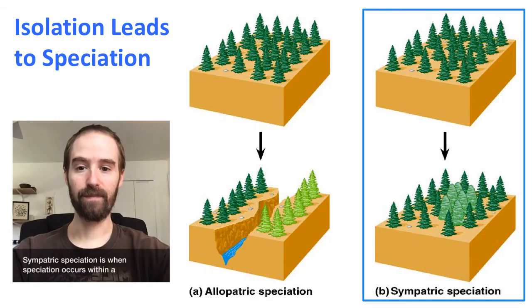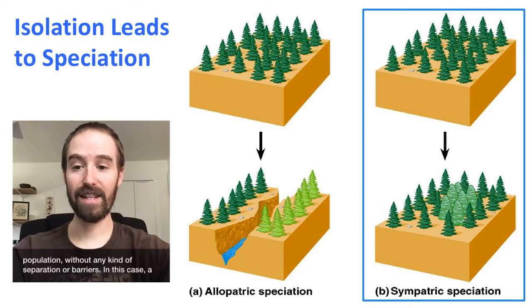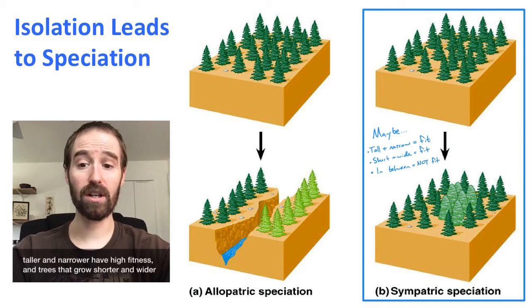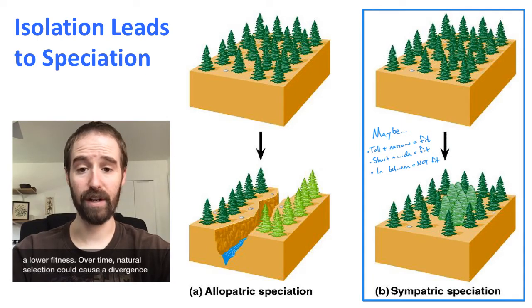Sympatric speciation is when speciation occurs within a population, without any kind of separation or barriers. In this case, a new species of tree has evolved right in the middle of the old species. Usually, this kind of speciation occurs when two very different sets of traits each hold a survival advantage. In this case, perhaps trees that grow taller and narrower have high fitness, and trees that grow shorter and wider also have high fitness, while trees that are somewhere in between have lower fitness.